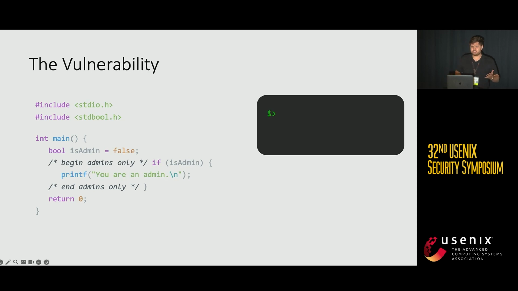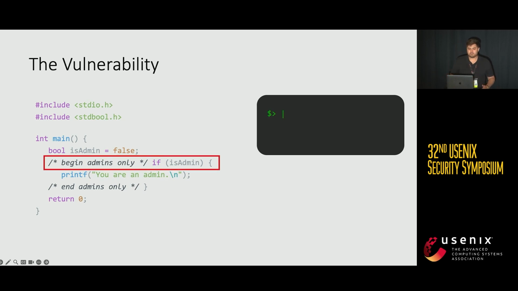Let's start with a toy program in C that's intended to be very basic. I'm starting by setting some Boolean is admin to false, and then I'm checking to see if that Boolean is true. And if it is, I'm going to print the statement you are an admin. Strange syntax aside, which we'll get into in a minute, it should be relatively obvious as a human code reviewer that this program should do nothing. I'm setting a variable to false, and then I'm checking if it's true. It's not going to execute.